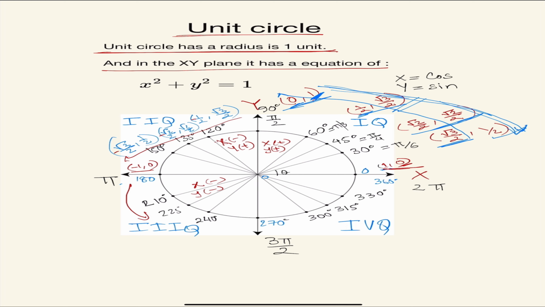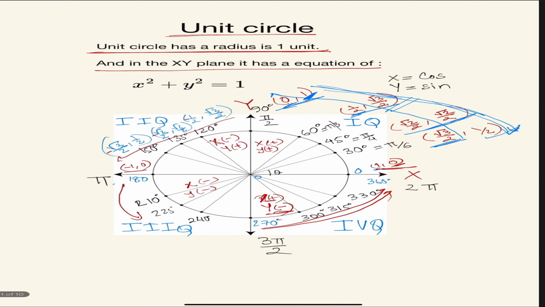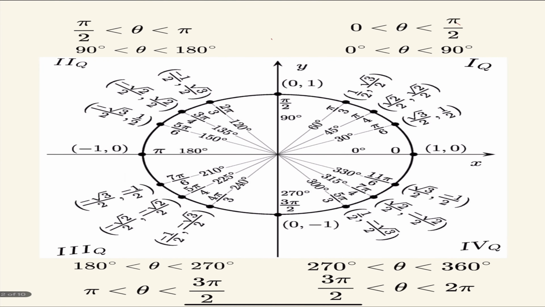Okay, and here x is positive but y is negative. So all the cosine values are going to be positive, since x is positive, and since y is negative, all the sine values have to be negative. I already did it for you guys, so you can see it here.